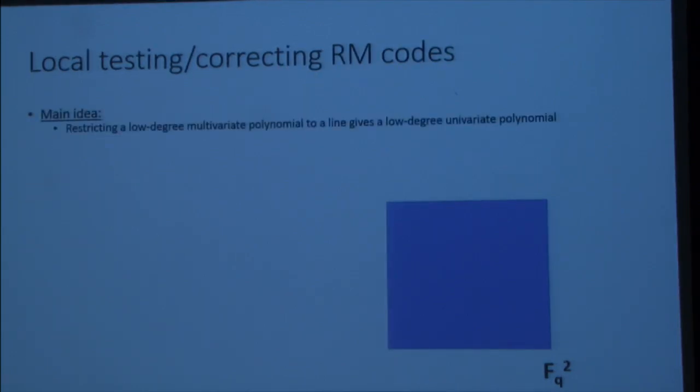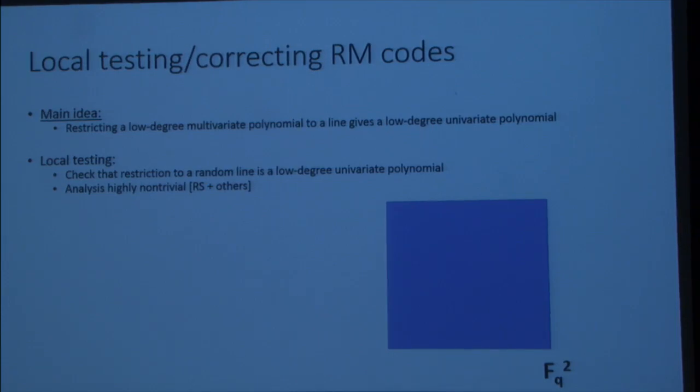And here's how you would locally test it or correct it. The main idea is that if you take a low degree multivariate polynomial and look at the polynomial restricted to any line, it looks like a low degree univariate polynomial. This is the main observation, and the local testing algorithm just does the following. You pick a random line, you query the points on the line, and check that the values on the line look like a low degree univariate polynomial. If they do, you accept, otherwise you reject.